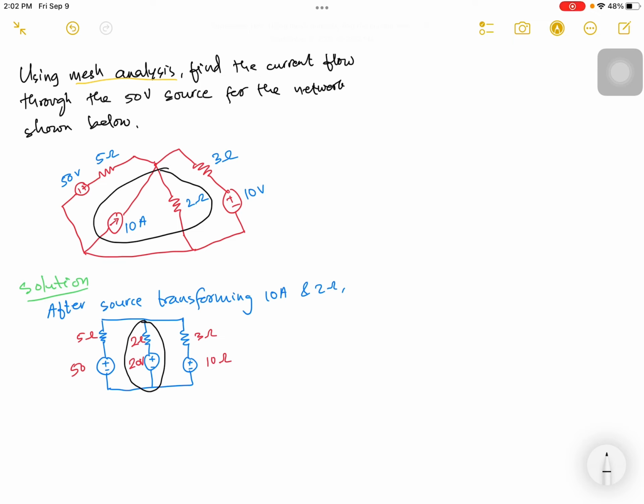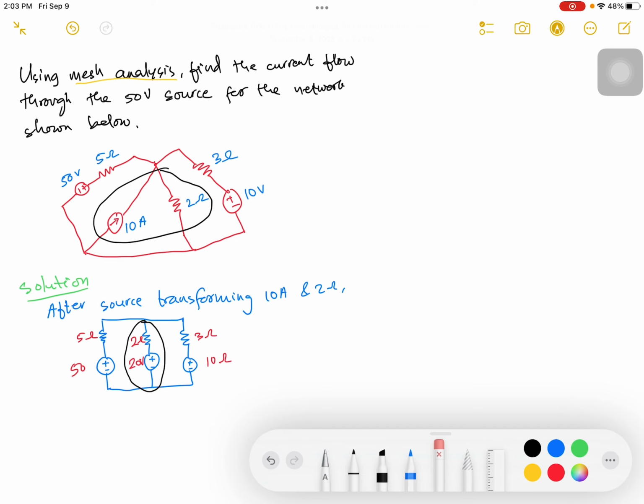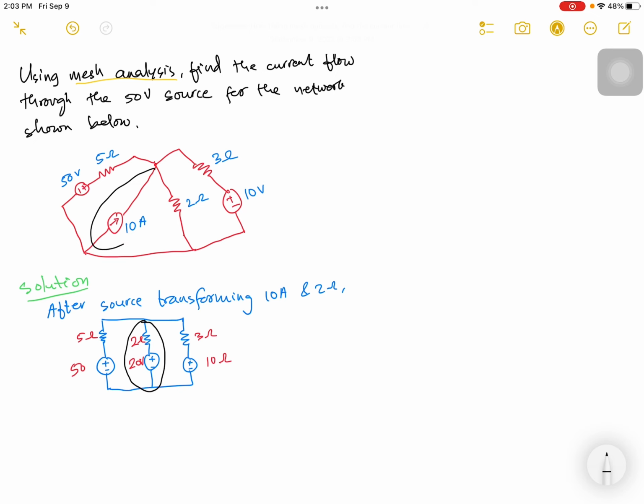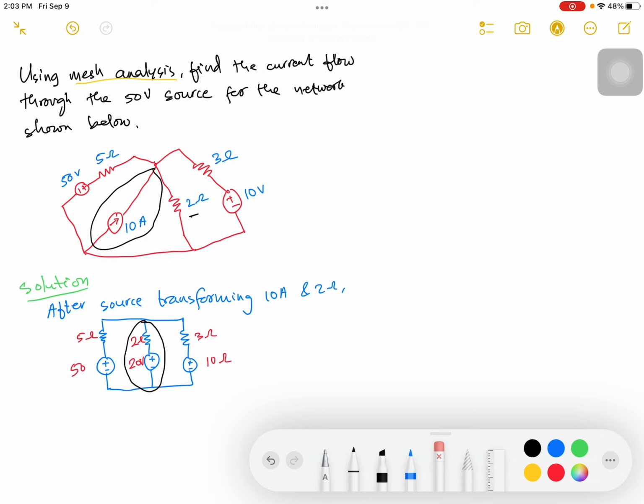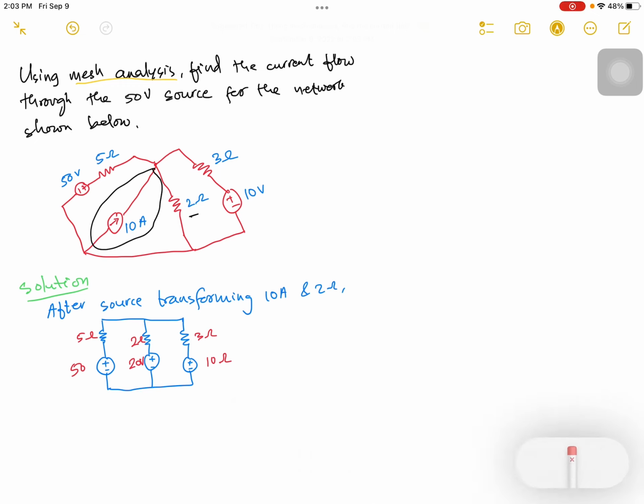But you can also apply the mesh analysis in the given network directly, but there, you have to consider the current source, where you have to treat this one as the super mesh. With that super mesh, it will be a little bit complicated to solve. So what I have done here is I'm doing the source transformation for this 10 ampere and 2 ohms resistance, and then I have represented the circuit with the simple one.